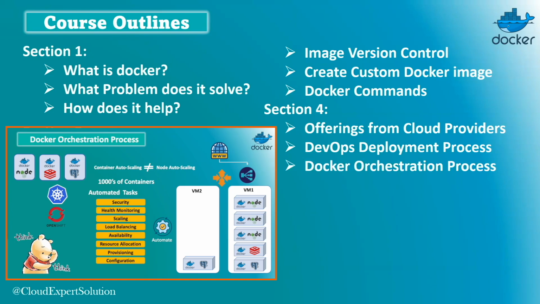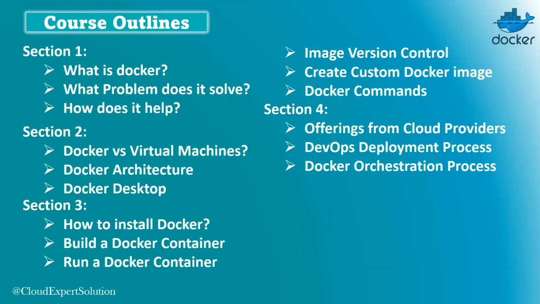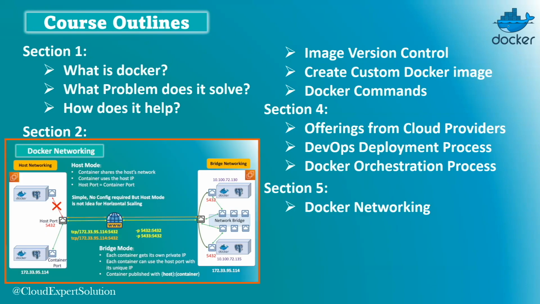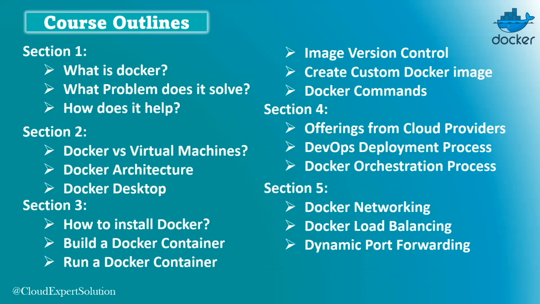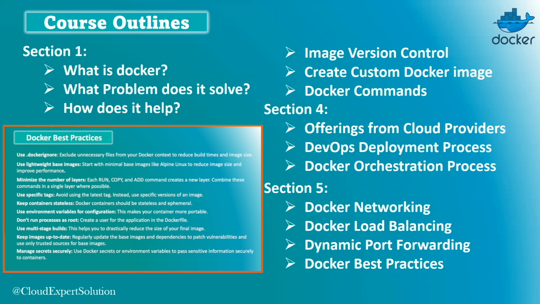Then we'll review Docker orchestration and what tools or platforms are available for Docker orchestration. Then we'll move more to the networking part. In section 5, we will review all the Docker networking options, then Docker load balancing, then dynamic port forwarding or dynamic port mapping. And at the end, I will give you Docker best practices.